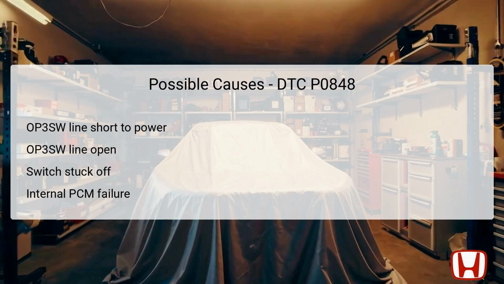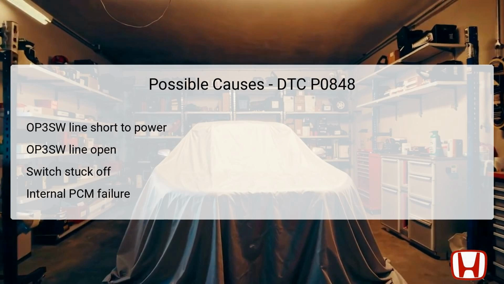The possible causes for the DTC P0848 can stem from several issues that compromise the function of the transmission fluid pressure switch B. First, the OP3SW line could have a short circuit to power, which implies a fault that could be sending constant high signals to the PCM. Second, the OP3SW line could also be open, which would involve a loose connection or complete disconnection, leading to no signal being received by the PCM.